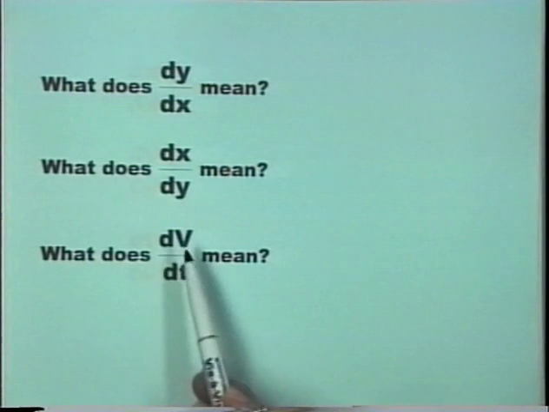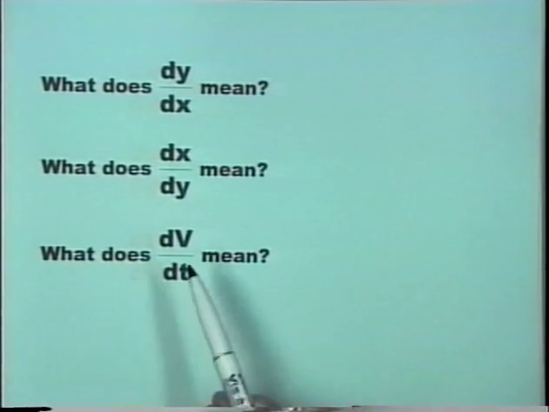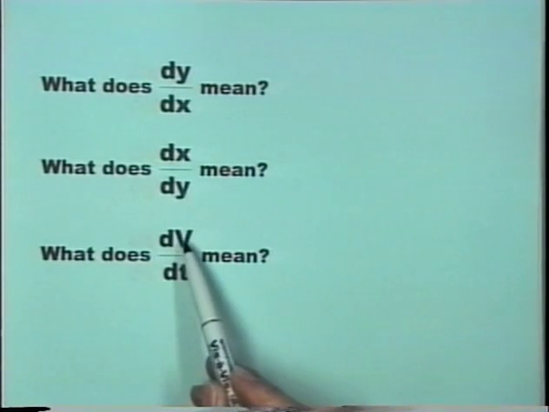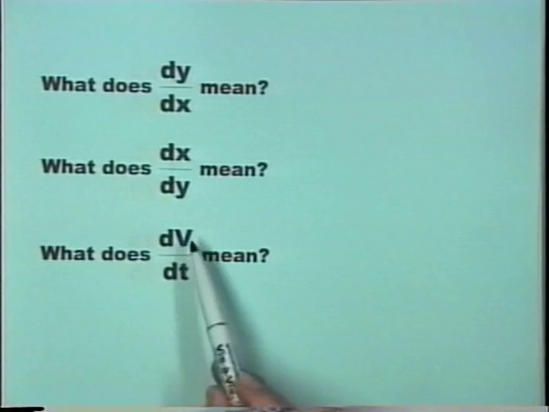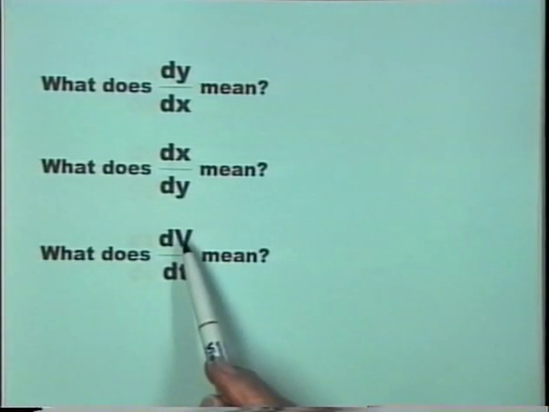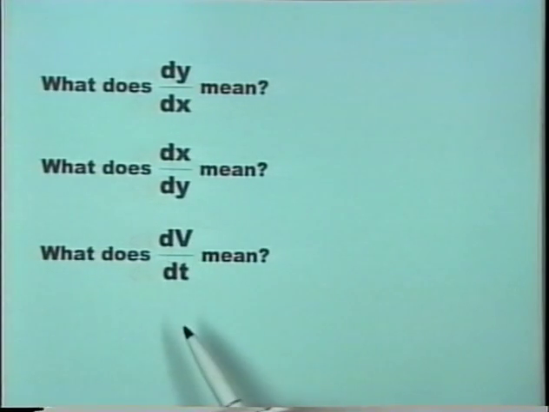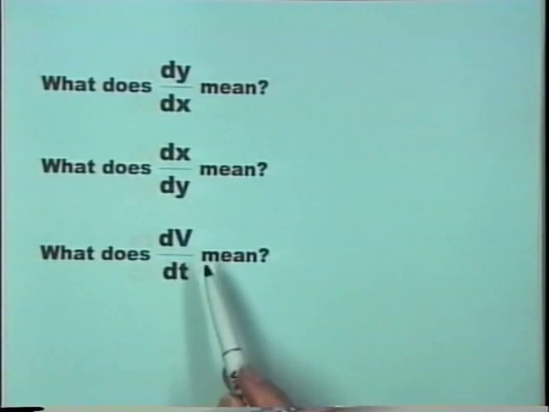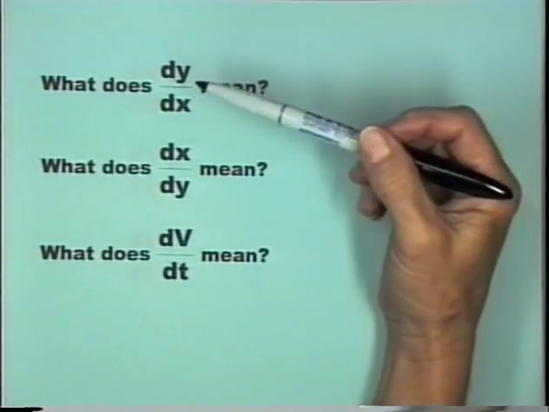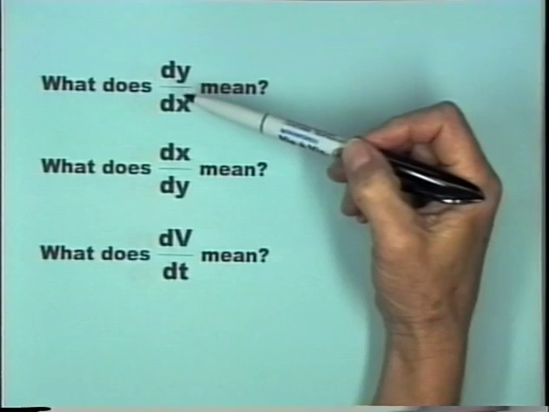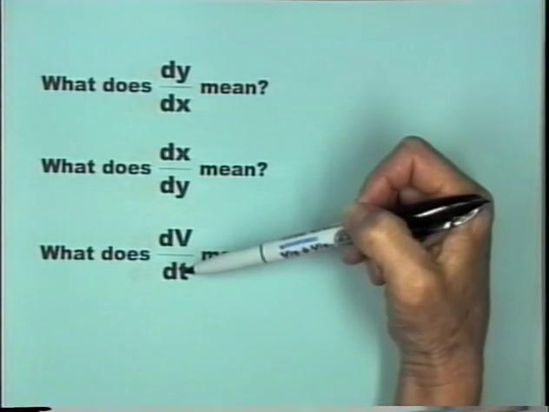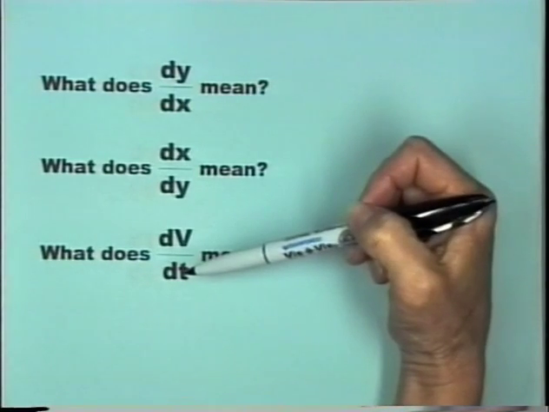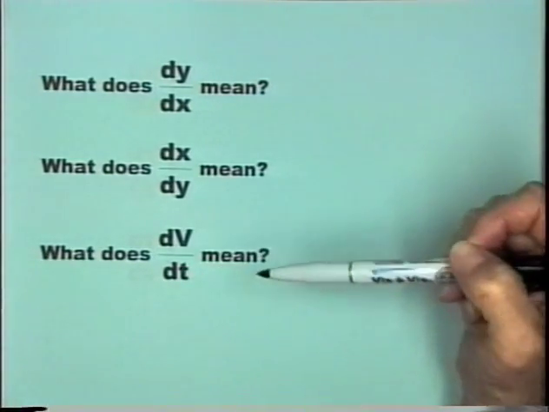And then, what does dv dt mean? I'm just using different variables here. This means the derivative of v with respect to t. So in other words, v is a function of t. Now, I wanted to put this in here because we do things like maybe v stands for volume and t stands for time, and these letters are more convenient. The thing that I want you to notice here is that the denominator in every instance is telling you which variable you are taking the derivative with respect to.